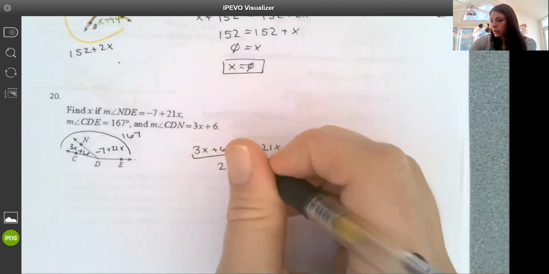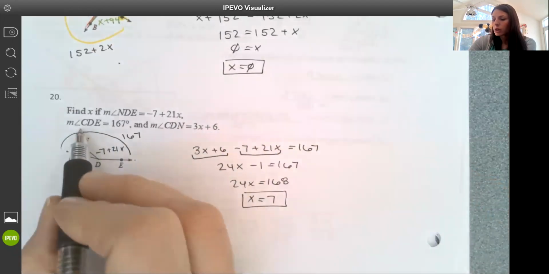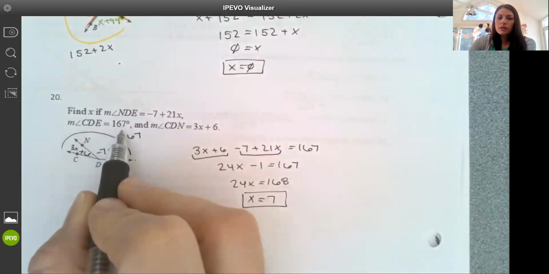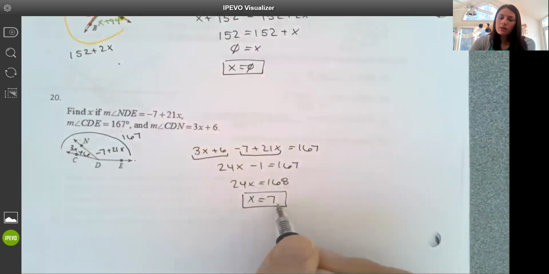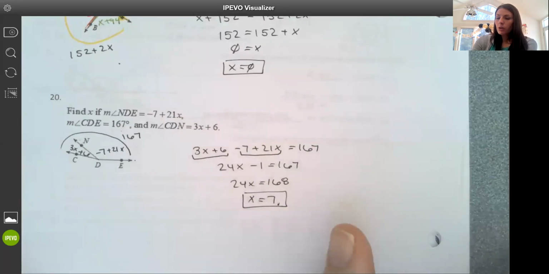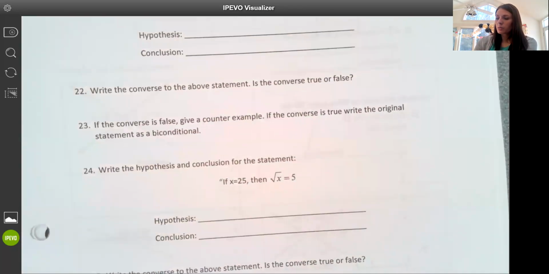So here's part, and the whole angle CDE is 167. In solving, we get 7 there. You would be able to use a calculator on your test or quiz. Okay, now let's move on to really the part 2 stuff.